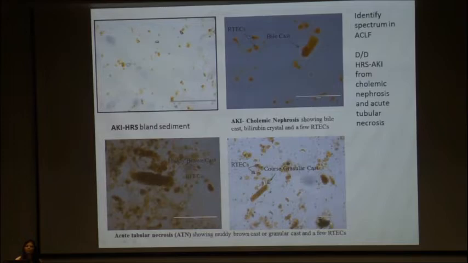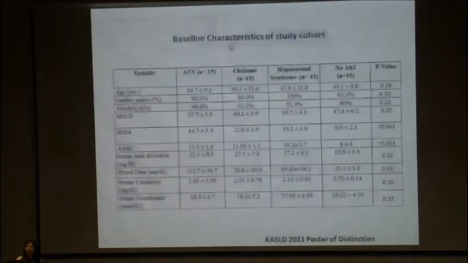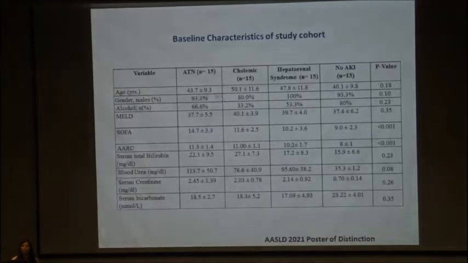This is the HRS patient. This is a patient of cholemic nephropathy, which we see here. There are some renal tubular epithelial cells. They are bile casts. These are not granular casts. These are bile casts, bilirubin crystals. And we can see here patients of ATN. So what we did next was to evaluate a set of 17 urine biomarkers, and this was the cohort of patients, just to show you that these patients look so similar. So 15 patients in ATN, cholemic 15 patients, hepatorenal syndrome 15, and no AKI.